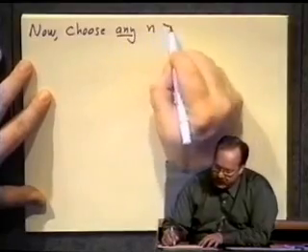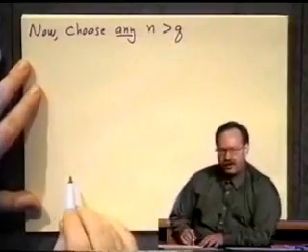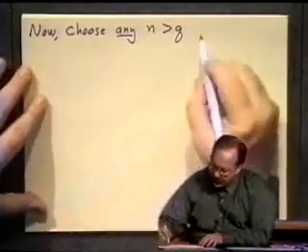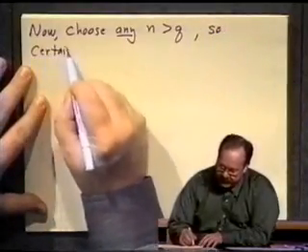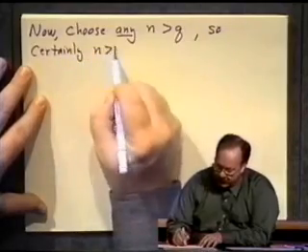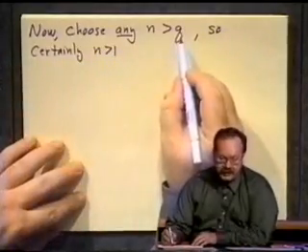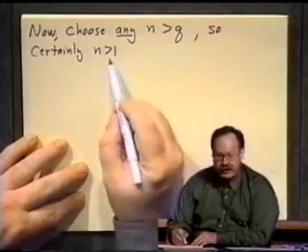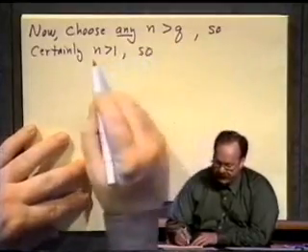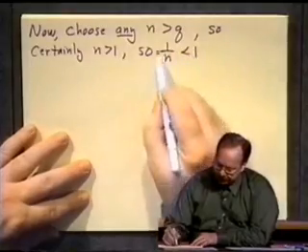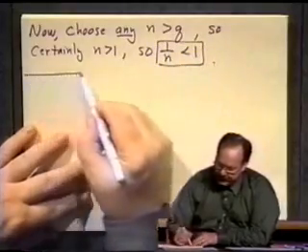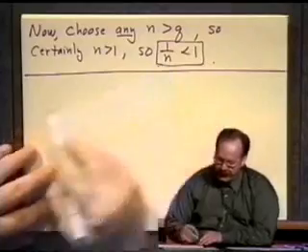We'll choose any n whatsoever that's bigger than the denominator of p over q. So, certainly, no matter what we choose, n is greater than 1. q could be 1 or bigger, but it's not going to be less than 1. So certainly n is greater than 1. If we flip both sides over, that means 1 over n will be less than 1. Now that's a small observation.